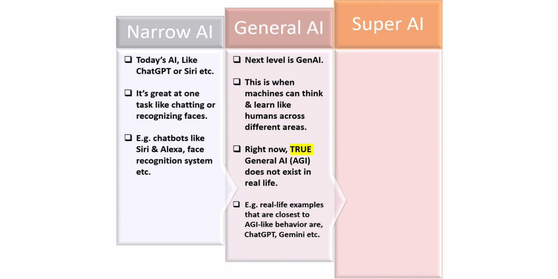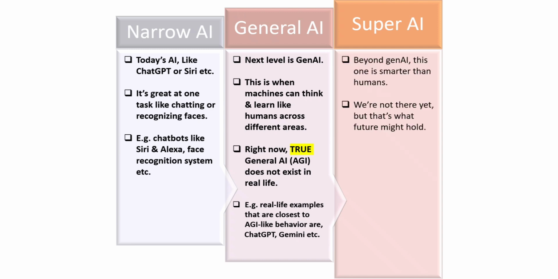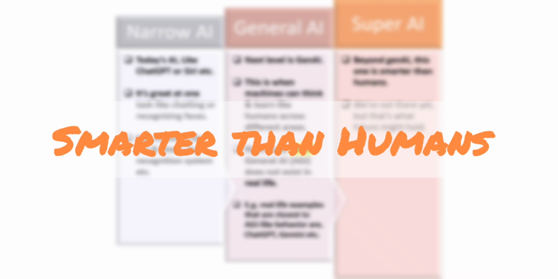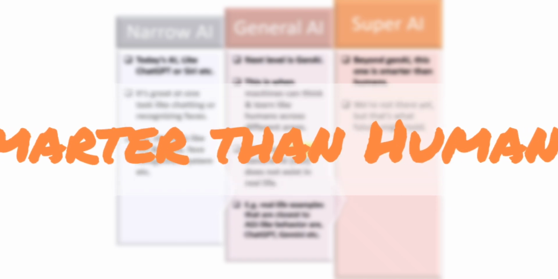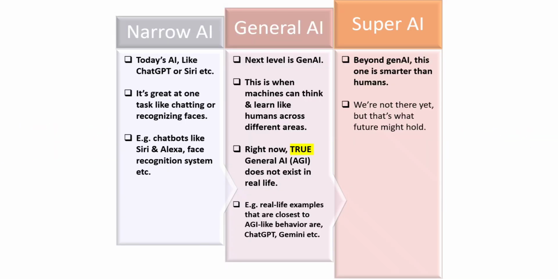Moving on, Super AI. So this is the most advanced level. This is beyond Gen AI, and this one is smarter than humans, us. Okay, so you can imagine, and obviously we are not there yet, but yeah, that's exactly what the future might hold.